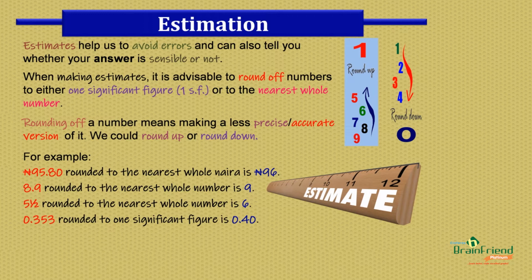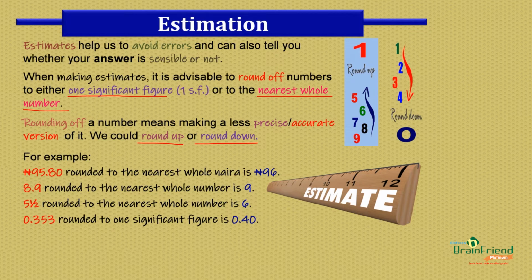Rounding off numbers can be to various degrees of accuracy. For example, we can round off a number to one significant figure. We can also round to the nearest whole number, and so on. Now, rounding off, simply put, means making a less precise version of a number. And in rounding off, we carry out two activities, but one at a time. It is either we are rounding up or we are rounding down. Now, how do we know when to round up or when to round down?